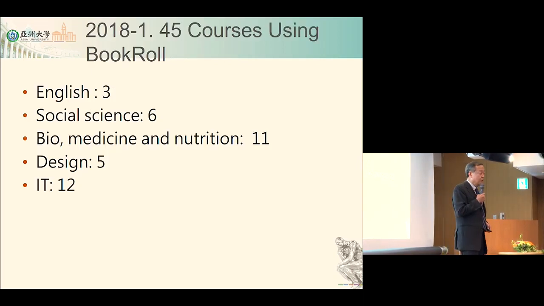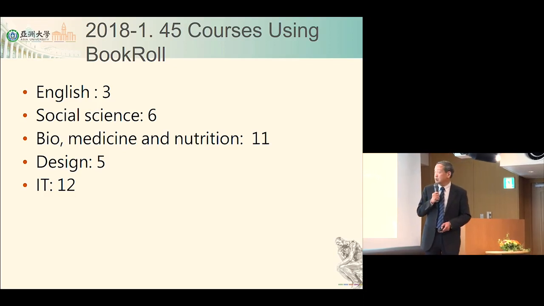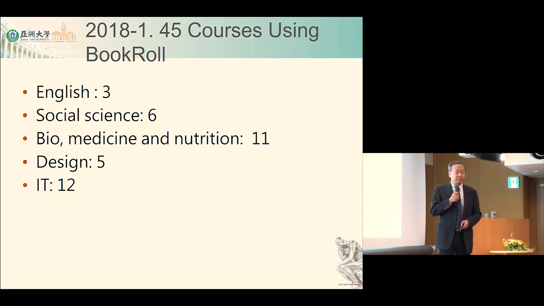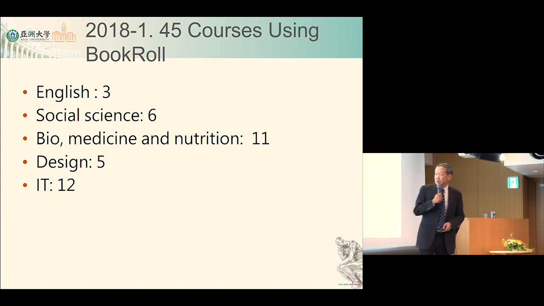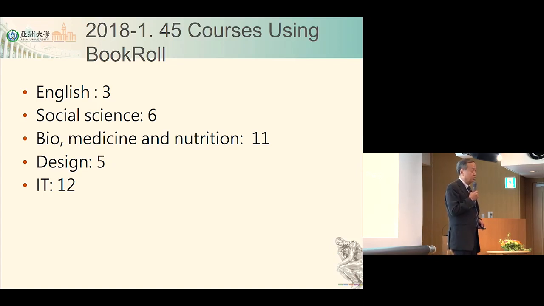Now let's take a look at the distribution. Among the 45 courses using BookRoll, 3 of them are English related, 6 of them are social science courses, and 11 of them are bio, medicine, and nutrition related courses. 5 of them are design courses, and the majority is information technology. There are 12 courses related to information technology.